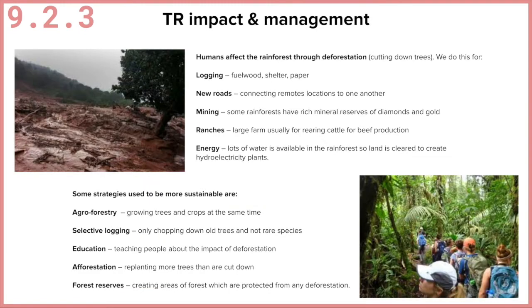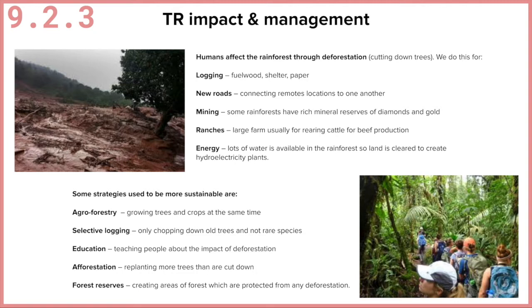Next up, the impacts and the management of tropical rainforests. Humans have devastated massive amounts of the rainforest over hundreds of years. We've exploited the trees for fuel, we've exploited the ground underneath rainforests for their resources, and we've just chopped them down because we need more space. But this is unsustainable, and the rainforest, as we've just discussed, provides a lot of services that are necessary for human life and our way of life as we know it today.